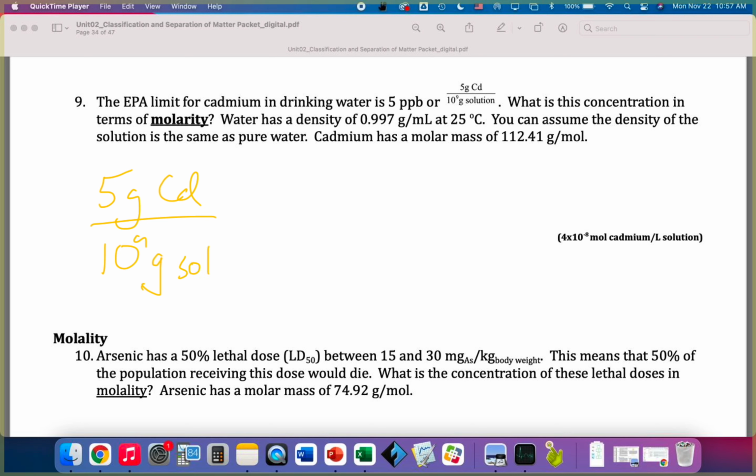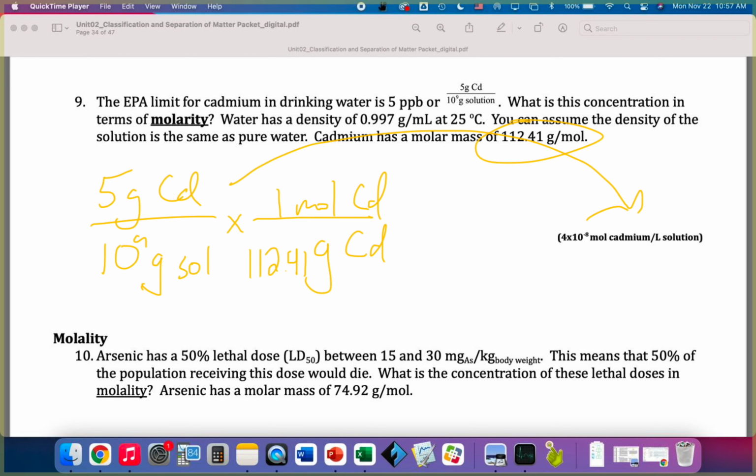And we need to write that as molarity. So we need to switch the top to moles, and the bottom needs to be in liters. So let's fix that top part. The good thing is the periodic table gives us the molar mass of cadmium, which is 112.41, which is 1 mole of cadmium. We're done with the top part. That is the units we want.